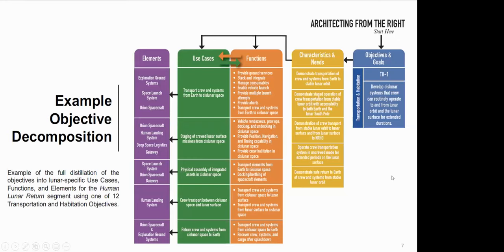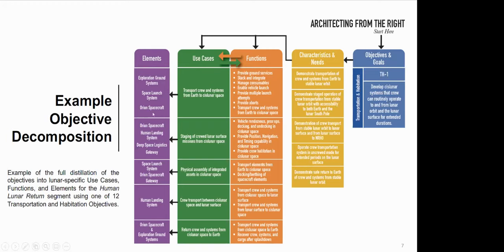So then, in systems engineering, a good systems engineering design has the end state. You start with the end state. What are you trying to do? What is exactly the goal here? So that's why we start with the end state here, till we go to the objectives and goals, and then we go to characteristics and needs, functions, use cases, and finally here you see the elements in the purple.